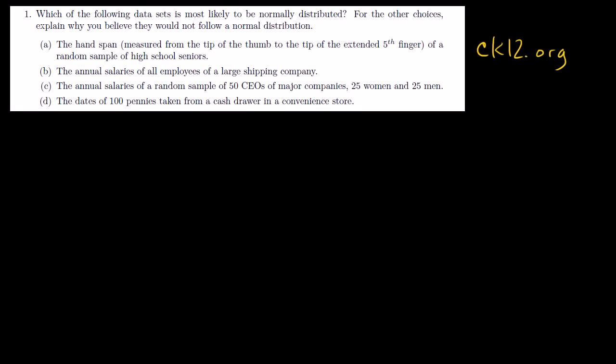So this first problem: which of the following data sets is most likely to be normally distributed? For the other choices, explain why you believe they would not follow a normal distribution. So let's see, choice A. So this is where my beliefs come into play. This is unusual in the math context. It's more of a what do I think? It's kind of an essay question. So let's see what they have here.